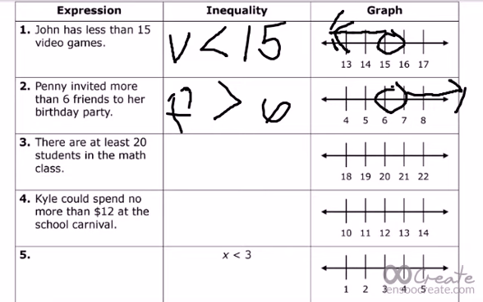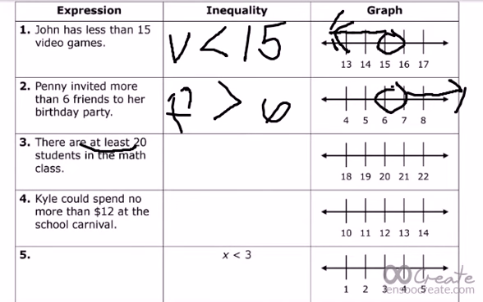Now let's look at 3. There are at least 20 students in the math class. Here, the at least is our keyword. In the other ones, it was easy to see more than or less than, and we're used to working with that. But here we're introduced to the words at least. At least 20 means there might have been 20, but it also means that it probably starts at 20 and could be more than that.